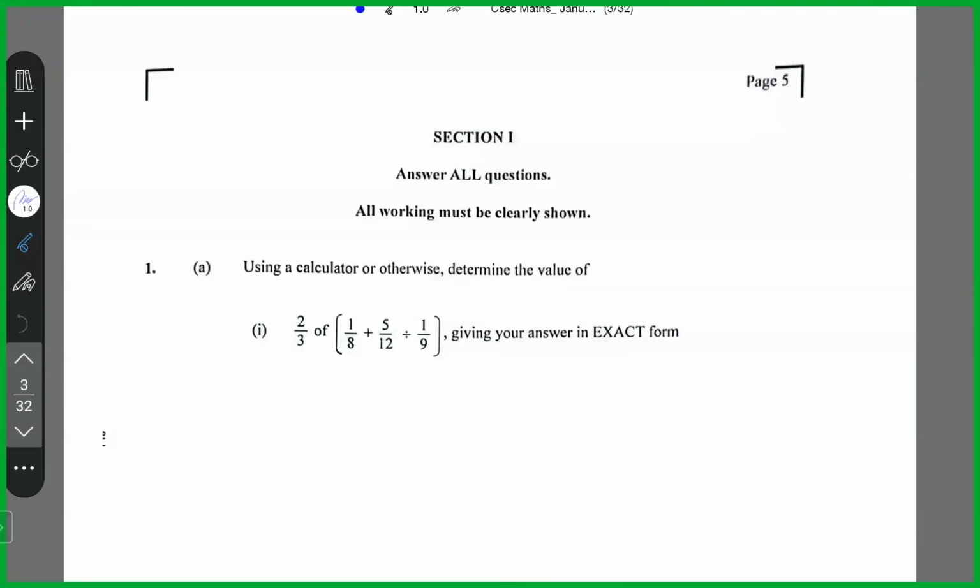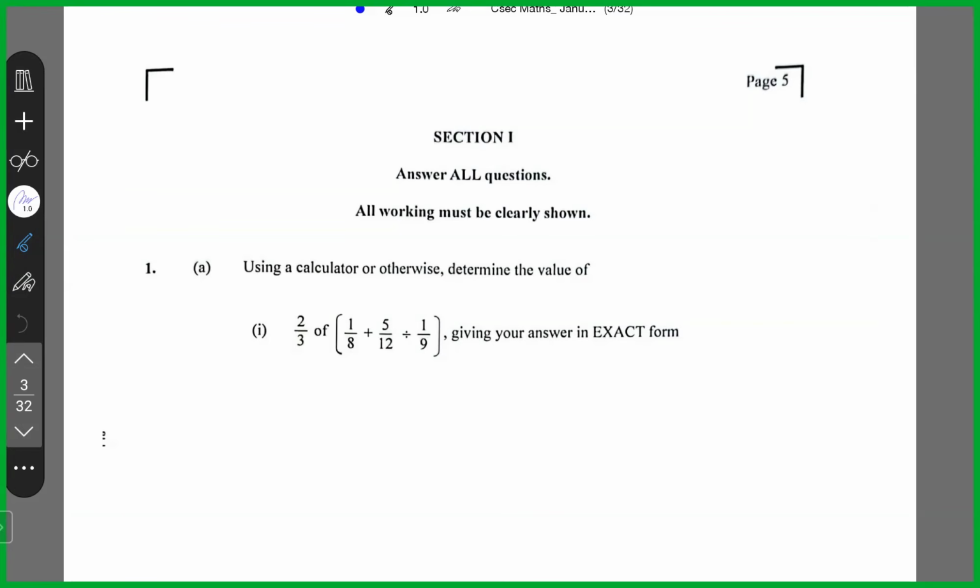All right, so this is January 2025, question number 1. A says, using a calculator or otherwise, determine the value of, giving your answer in exact form. So in other words, you need to leave your answer as a fraction. Notice they said using a calculator or otherwise.